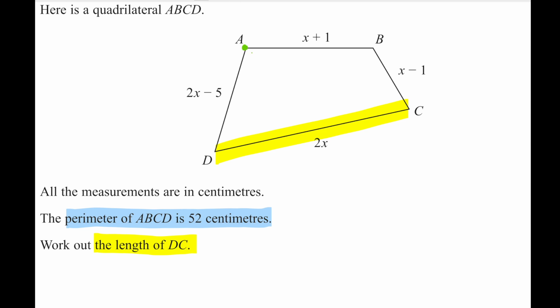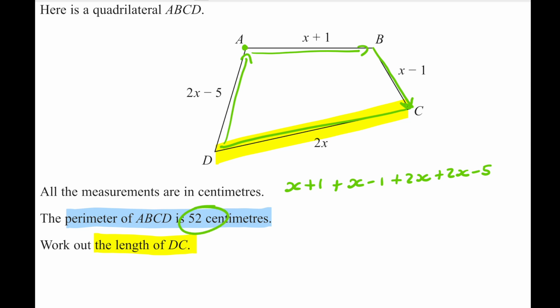So I'm going to start from A. And the first bit starting from A is then going to be x plus 1, plus then going from B to C, so plus x minus 1, then going from C to D is then plus 2x, and then finally D to A is then 2x minus 5, and we're told in the question that this gives us 52. Now we just collect the like terms, solve to find what x is.